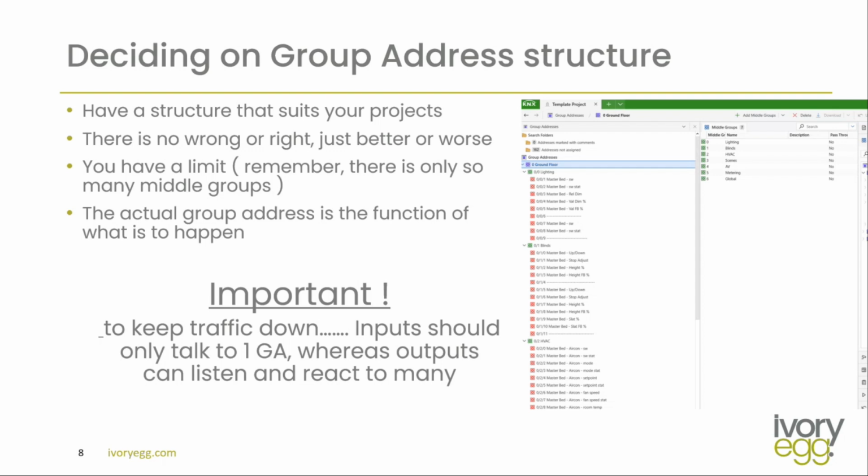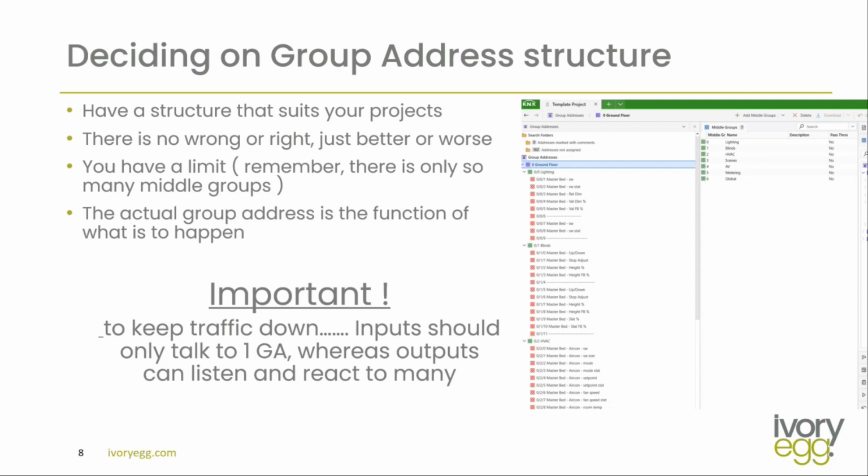And there's an important rule. The way KNX is structured, to keep the traffic down, all inputs that are talking to group addresses, because they're active on the bus, should only talk to one group address per communication object. Whereas outputs, which are looking to receive information and are passive on the bus, such as dimmers and blinds, can be attached to and listen to many different group addresses.